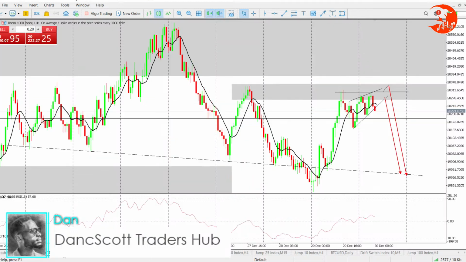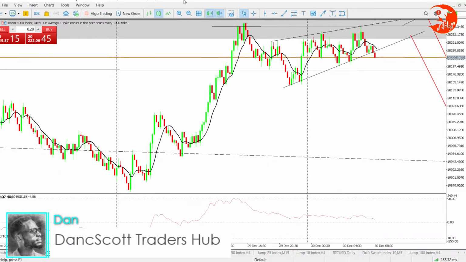Alright, so that is Crash 500. Boom 1000, we have a breakout. Like I said, we will enter our sells perfectly. So very soon that sell is going to happen. This is another trade that we will take advantage of perfectly.